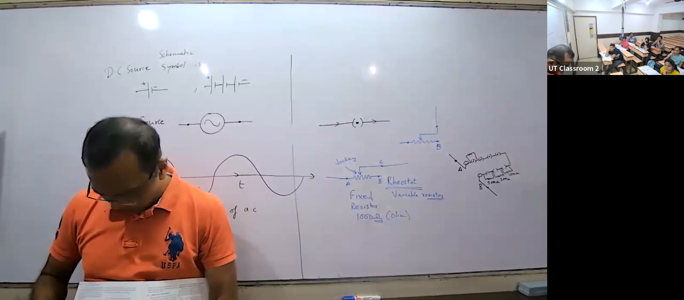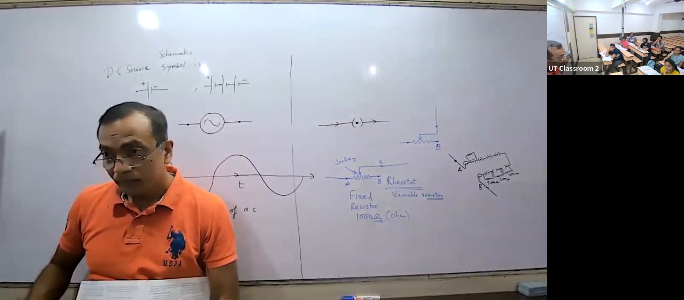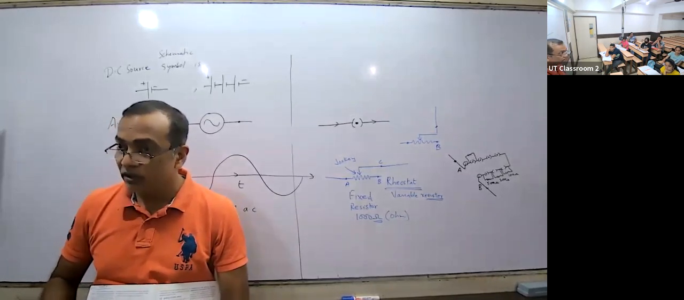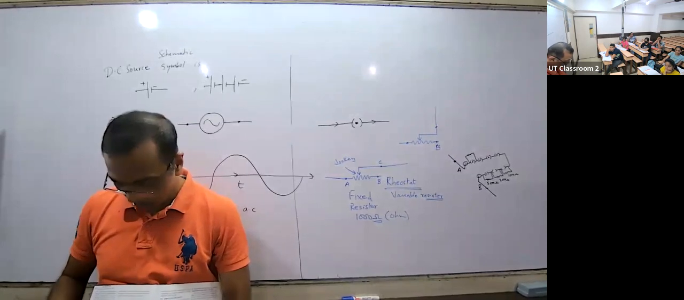To measure current, we use ammeter. To detect current, we use galvanometer. And what current? Very small. Okay. Is it clear?